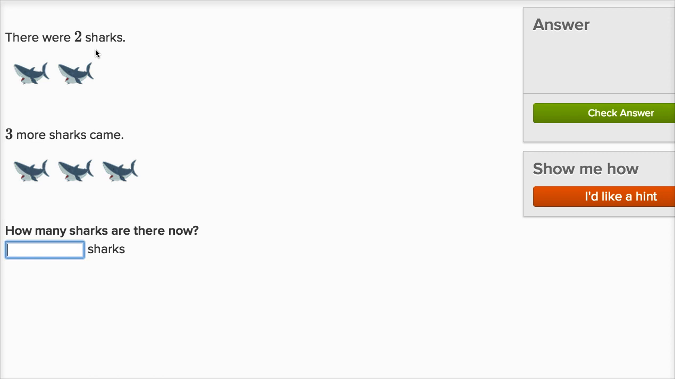There were 2 sharks, 1, 2. 3 more sharks came, 1, 2, 3. How many sharks are there now? Well, there's the 2 that were there before, plus the 3 that came. So there's now 2 plus 3 sharks. Well, what is 2 plus 3? Well, 2 plus 3 is 5. And you could count it, 1, 2, 3, 4, 5.